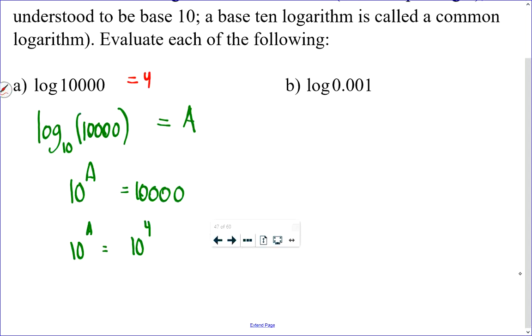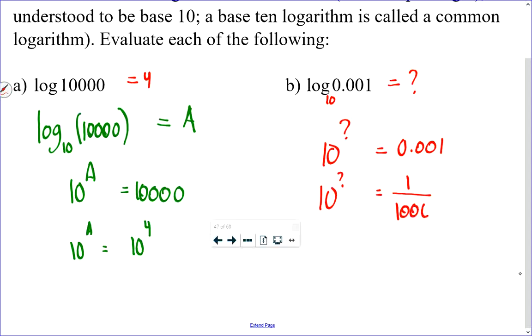How many of you see that the answer to the next one is negative 3? Okay. Because this is saying it's a base 10 logarithm. 10 raised to whatever this is gives 0.001, which is 1 over 1,000, which is 10 to the negative 3. So this is equal to negative 3.